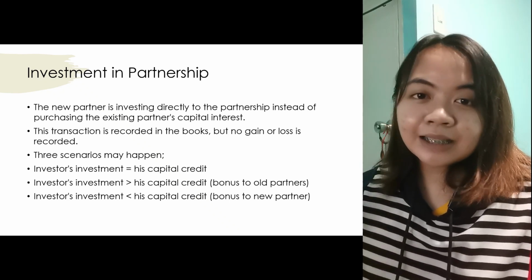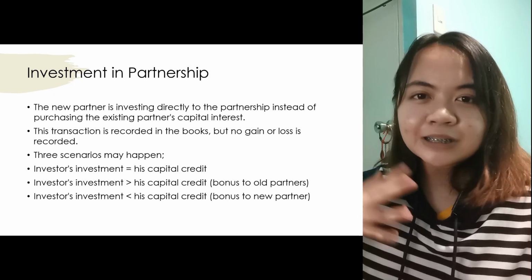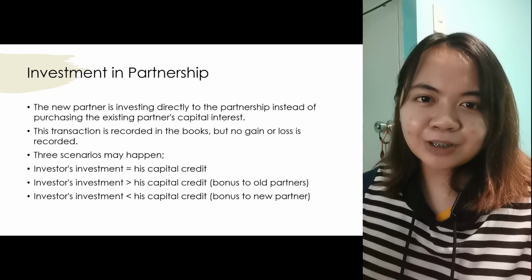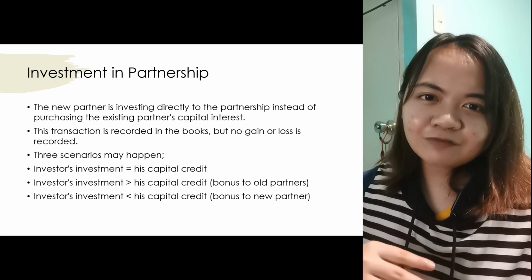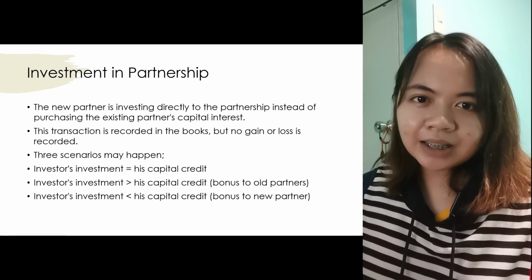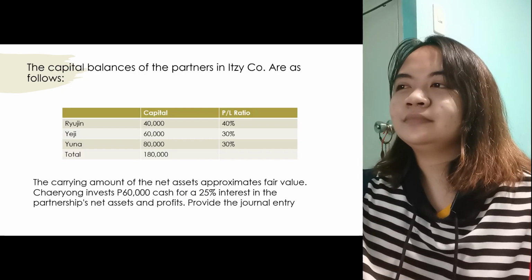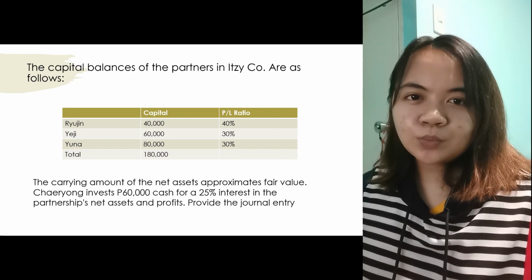Yung isa naman is nire-recognize na baka yung expertise at yung talent nung padating na partner ay valuable sa partnership. So, kahit maliit lang yung investment niya, bigay natin na mas malaking capital credit sa kanya. Okay, so yan. So, let's start with this problem.